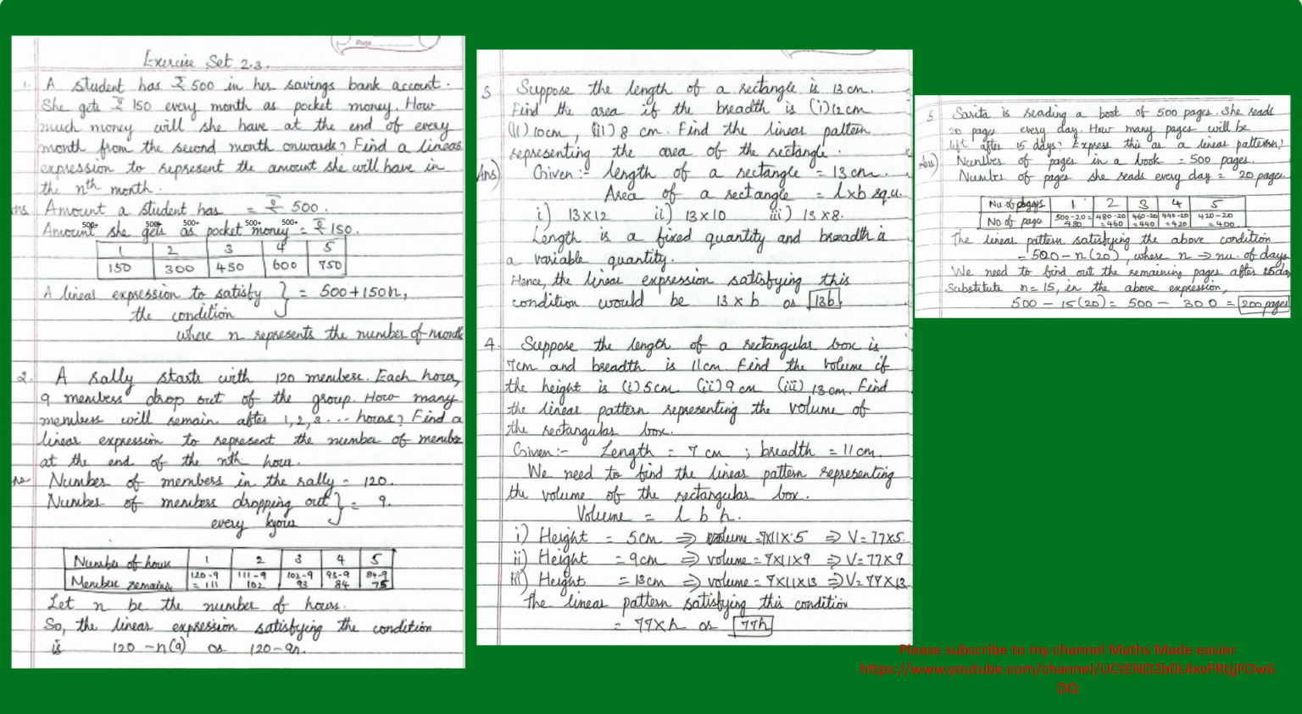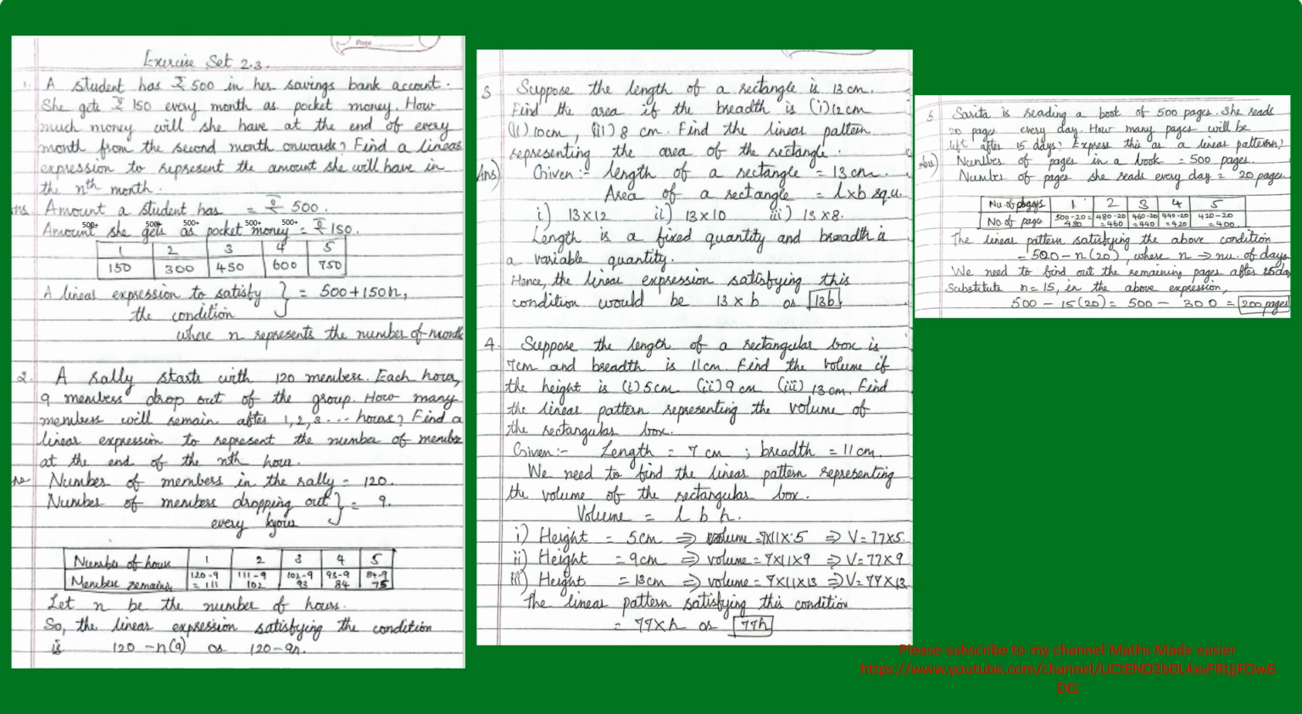So let's assume n is the number of hours. The linear expression satisfying the condition would be 120 minus 9n. For example, if you want to find out how many members are remaining at the end of the fourth hour, you just have to replace n by 4 and calculate 120 minus 9 times 4. So you get 84.